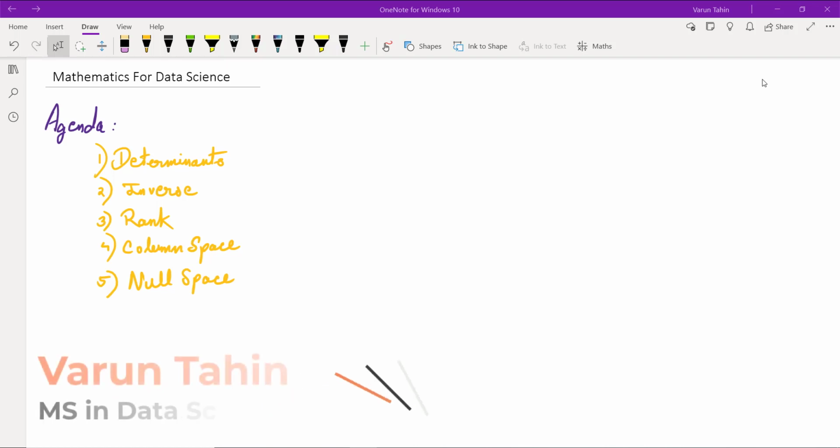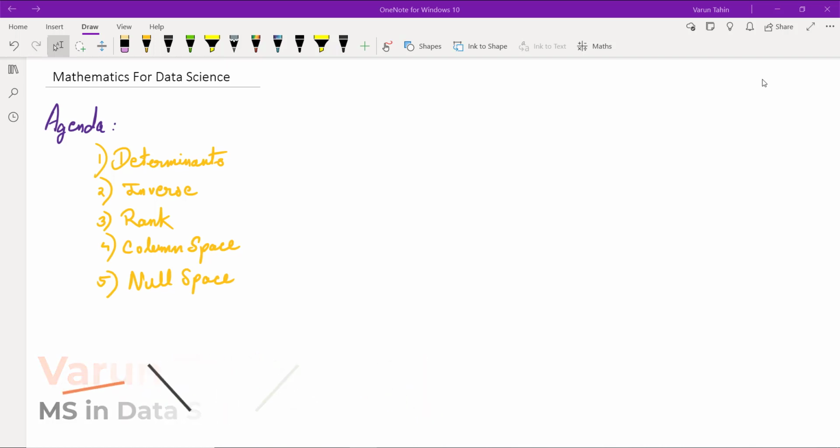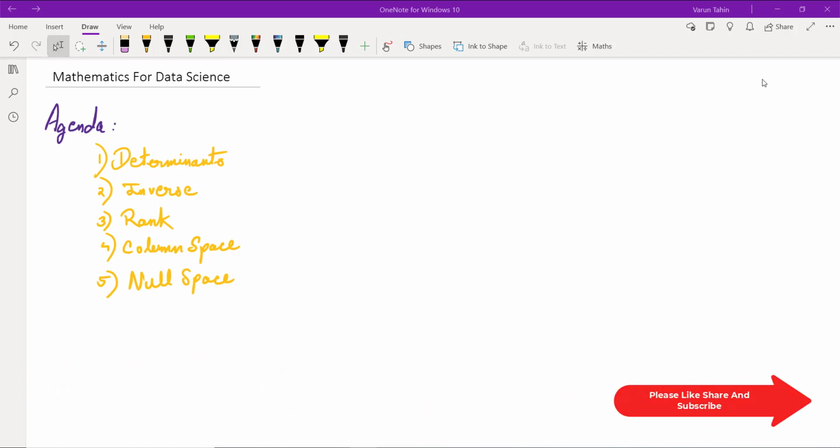In the earlier sessions, we have talked a lot about what matrices are and some of the operations they support. Now, before moving on to the next topics on matrices, we need to understand some terminologies associated with them to understand the future topics better. So today we are going to learn about matrix determinants, what their significance is, and understand some more concepts like inverse, rank, column space and null space with regards to matrices.